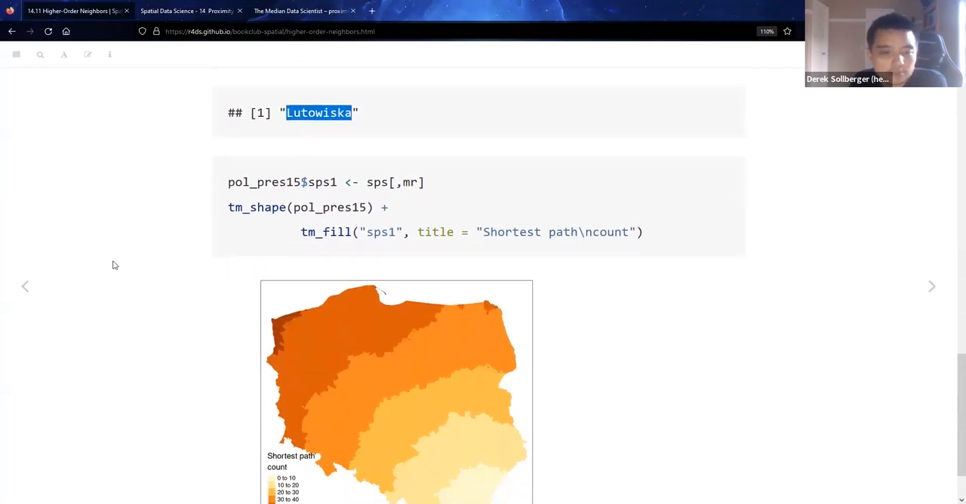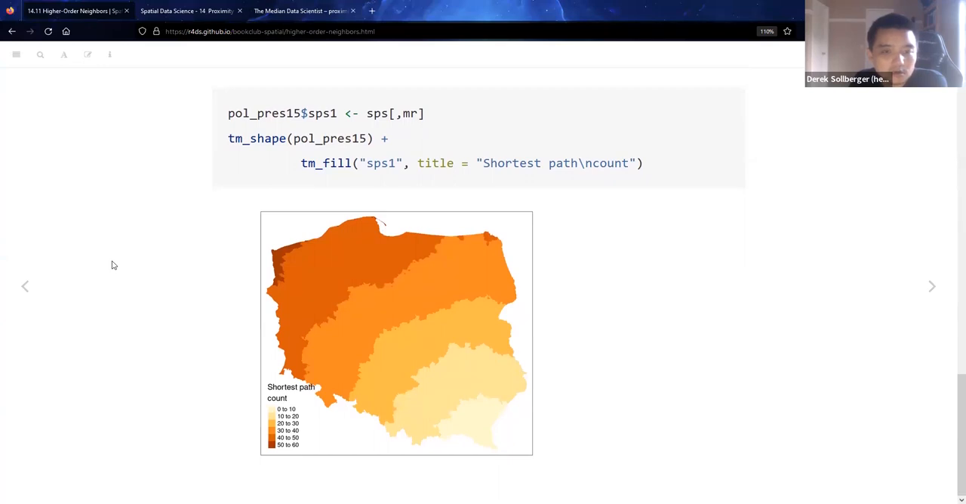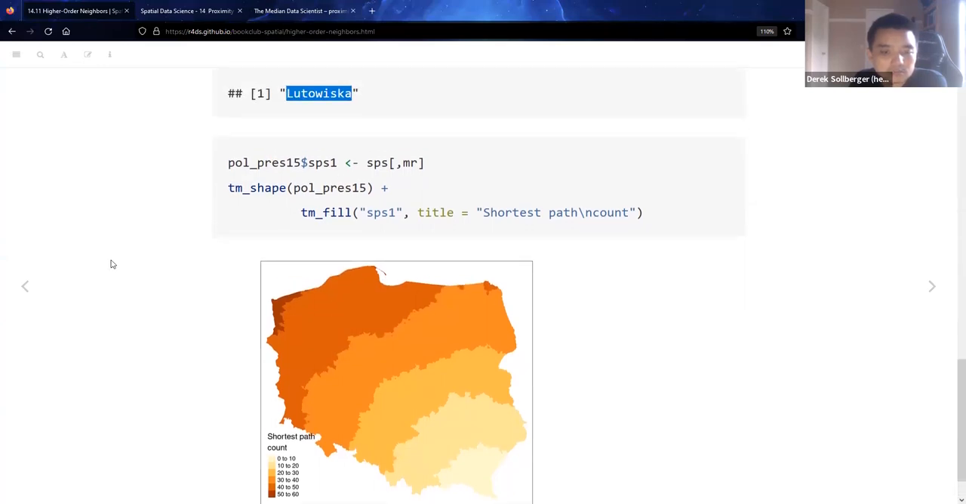And one more picture: that village of Lutowiska is in the southeast, so it's in the yellow region at the very bottom of the screen. And what we mean by the diameter is the maximum distance across that we could possibly take.